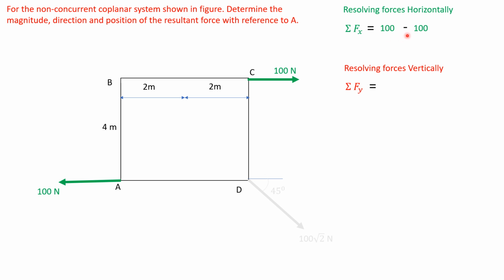Now resolving this 200 root 2 Newton force horizontally, it will be 100 root 2 cos 45 degrees, directed to positive x-axis. So plus 100 root 2 cos 45. Now resolving 100 root 2 vertically, it will be 100.